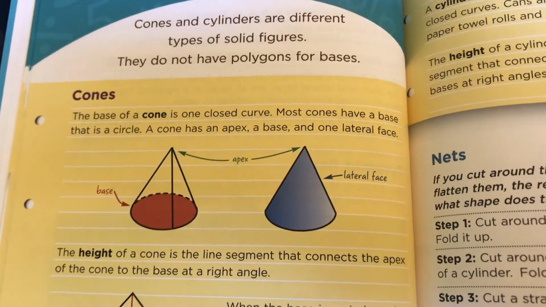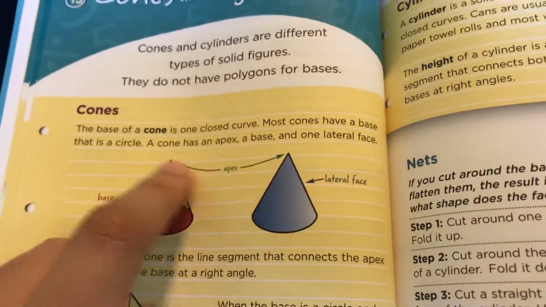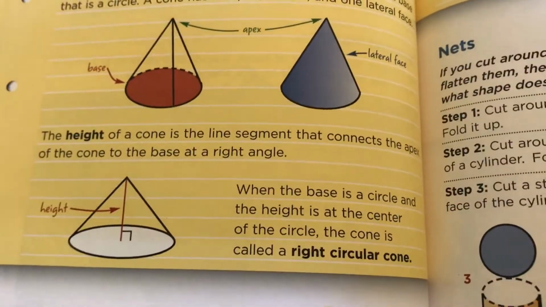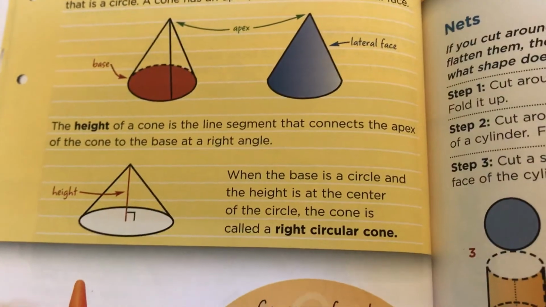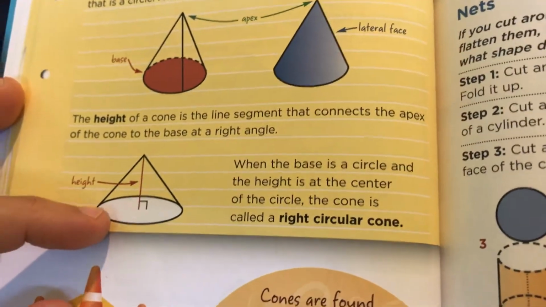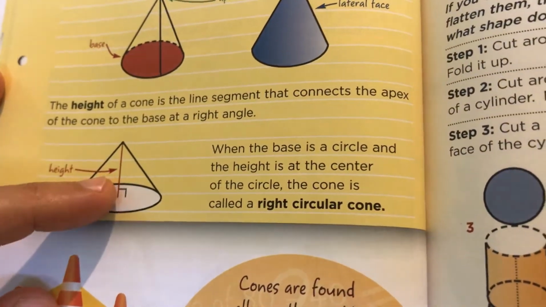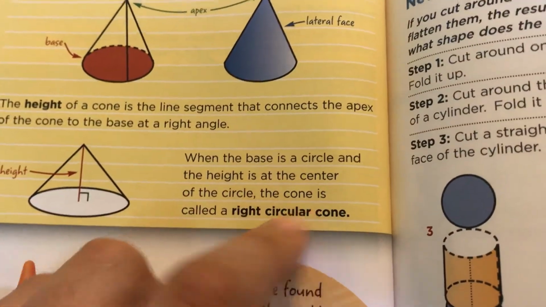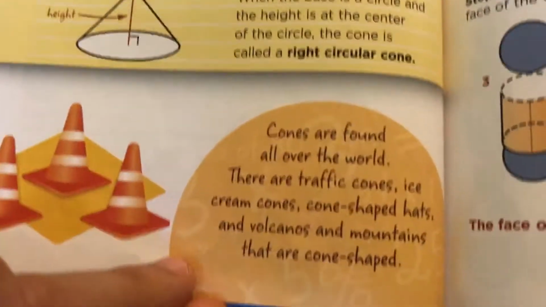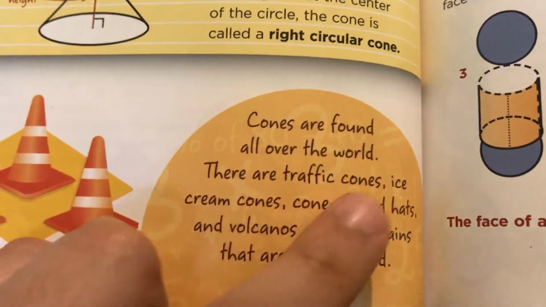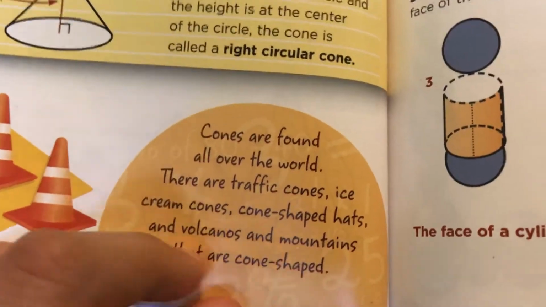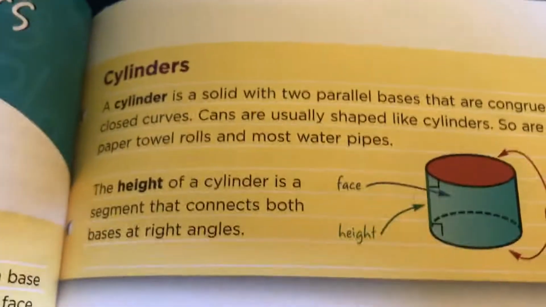A cone has an apex, a base, and one lateral face. There's the apex, the lateral face, and then the base. The height of a cone is the line segment that connects the apex of the cone to the base at a right angle. So there's a right angle, the height. When the base is a circle and the height is at the center of the circle, the cone is called a right circular cone. Cones are found all over the world. There are traffic cones, ice cream cones, cone-shaped hats, and volcanoes and mountains that are cone-shaped.